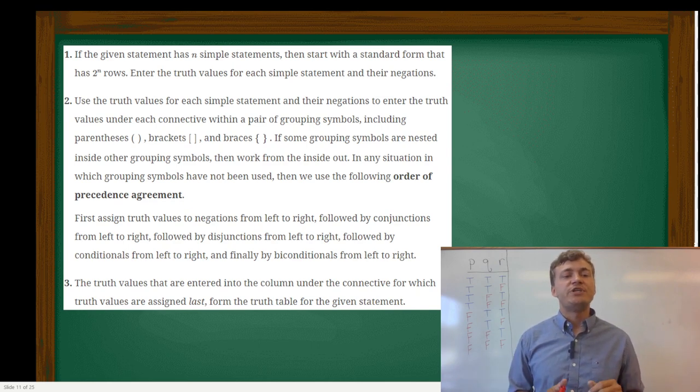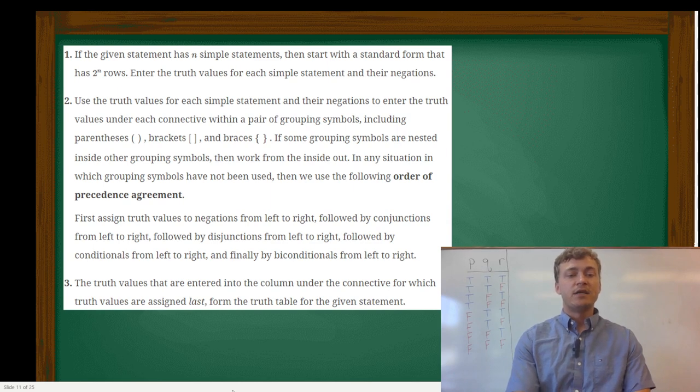It says, in any situation in which grouping symbols have not been used, we use the following order of precedence agreement. First, assign truth values to negations from left to right, followed by conjunctions from left to right, followed by disjunctions, followed by conditionals, and finally, biconditionals. We will talk about those in the next video. The truth values entered into the column under the connective are assigned last. Form the truth table for the given statement.